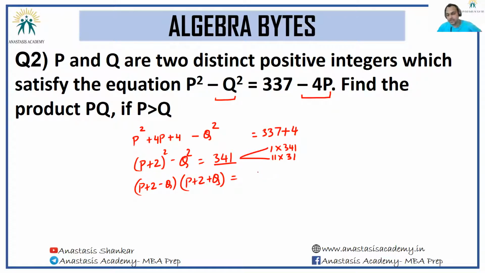So let us first work with 1 into 341. If that's the case, now see identification wise what is important.